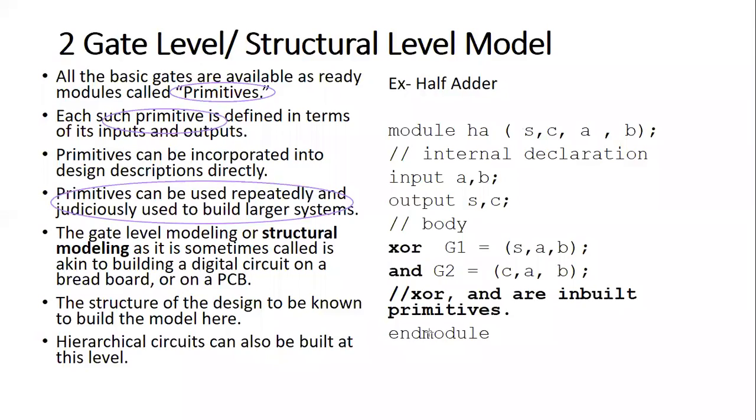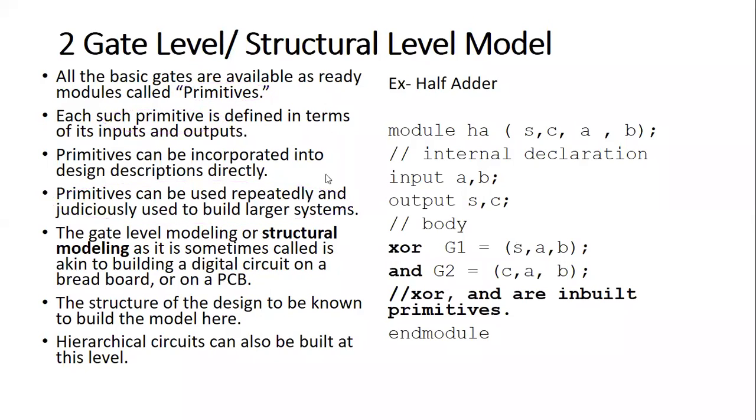So: module half adder, sum, carry, A, B, input A, B, output S, C, XOR G1. There is no equal to here, maybe it is written by mistake, you can ignore it. XOR G1, sum, A, B: sum represents the output, and A and B represent the inputs of the XOR gate. So take the XOR gate, with its inputs and outputs, and you are instantiating it here. Then it is endmodule.